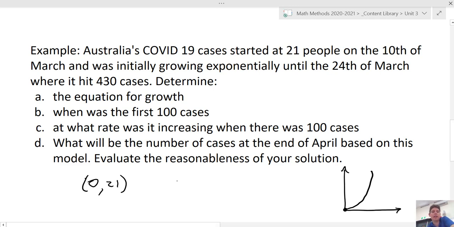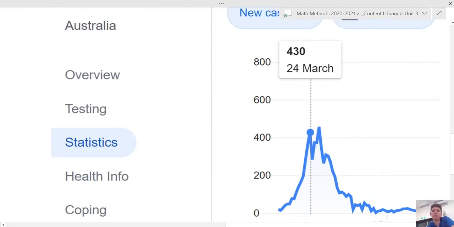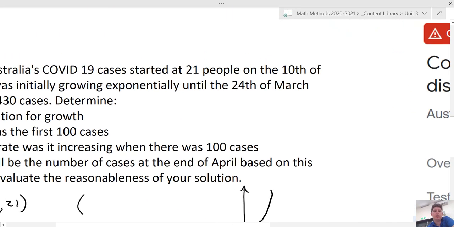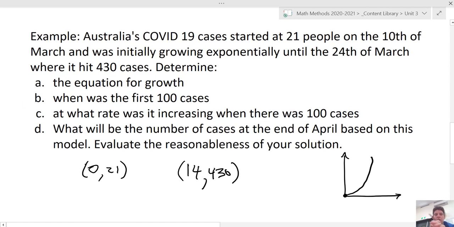Okay, what was the second point in the information or in the graph? Over here, this point in the graph. Yep, 14 days has passed, and how many people? 430. Okay, so most of these real-world exponential equations look like this.